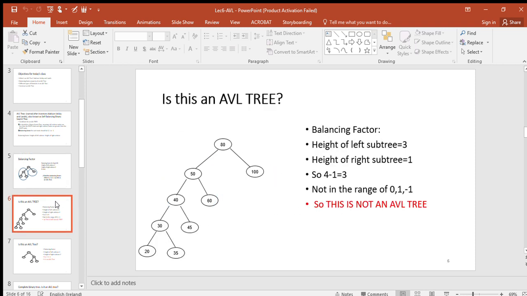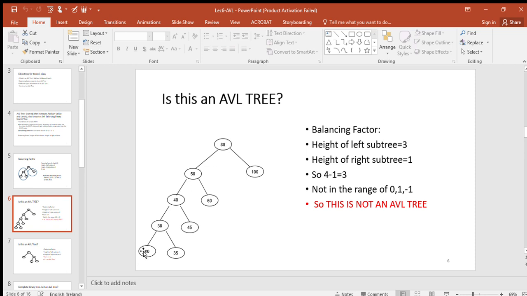Let's look here if this is an AVL tree. Now again, the condition is, first it has to be a BST, binary search tree, meaning the left subtree nodes should be less than the root and the right subtree nodes should be greater than the root. So 40, 50, 30, 20, 35, 45, 60, they are all less than 80, and 100 is greater than 80. So the BST condition is fulfilled. The second condition is balancing factor, which should be in the range of 0, 1 and -1. So let's calculate the balancing factor for each node.